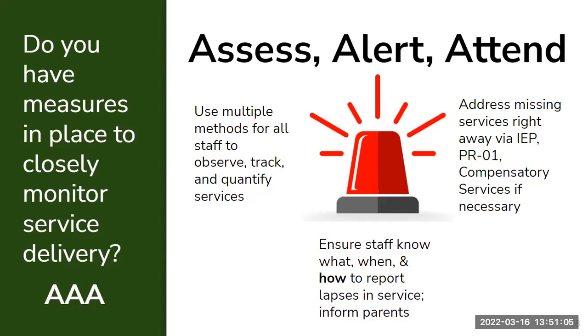Address missing services right away. You're going to have to maybe amend the IEP. Obviously, you're doing a PRO1. And then as a team, you need to determine if compensatory services are necessary. There are times when they might not be, but probably the majority of the time, you're going to be looking at some type of compensatory services, and then you can make a plan for that.